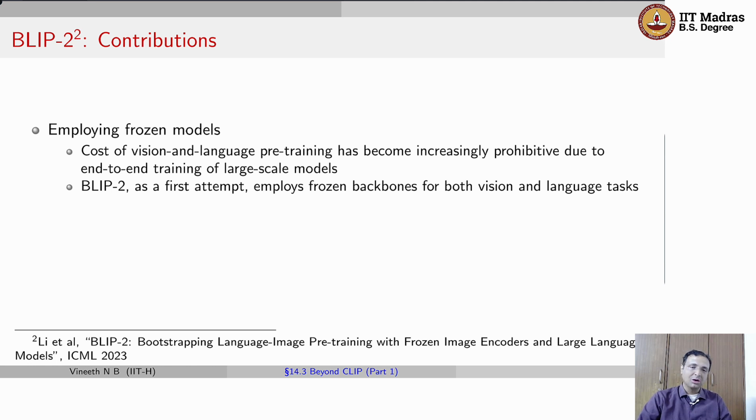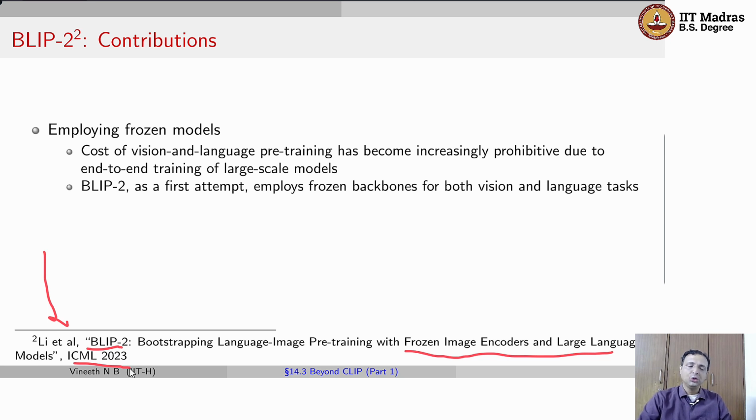Now that was about BLIP, and this was soon followed more recently in ICML of 2023 by a model called BLIP-2. BLIP-2 stands for Bootstrapping Language Image Pre-training. The name stays the same, but with frozen image encoders and large language models. This was published in ICML of 2023, as just mentioned.